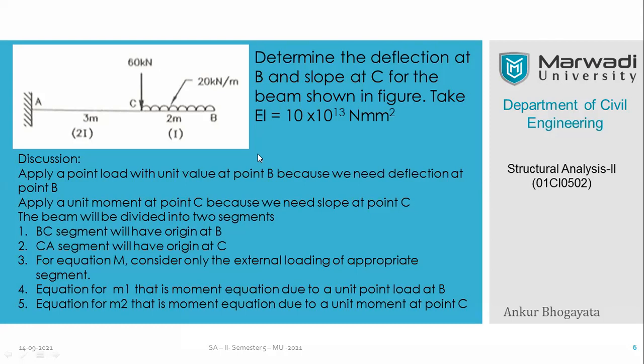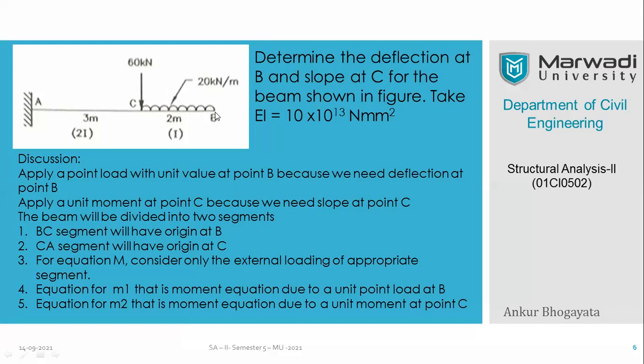We also have the flexural rigidity value, that is capital E capital I, which equals 10 into 10 to the power 13. So ideally 10 to the power 14, that you can have as the numerical value of EI. So determine the deflection at point B. The free end here, you need to determine the deflection and slope at point C. So you require slope at this point, and a deflection at point B.